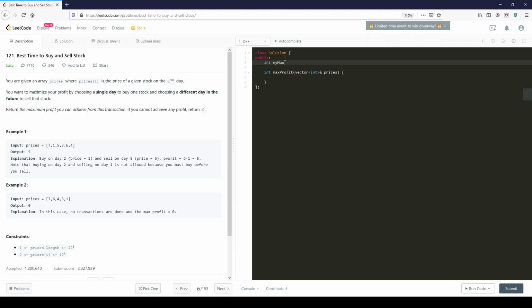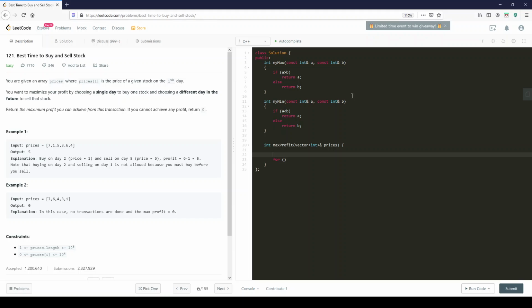I like to write my own min and max functions just to get into the flow of things. So const int a, const int b, if a bigger than b, return a, else return b. And here we do the exact same thing, call it my min, and if a is smaller than b, then we return a. Okay, so now let's iterate through the prices.